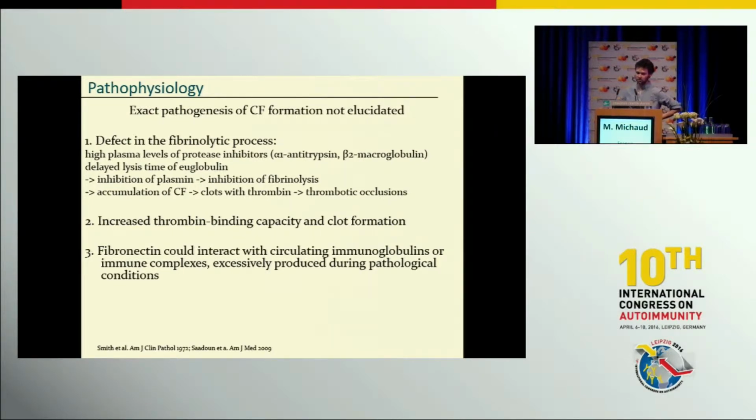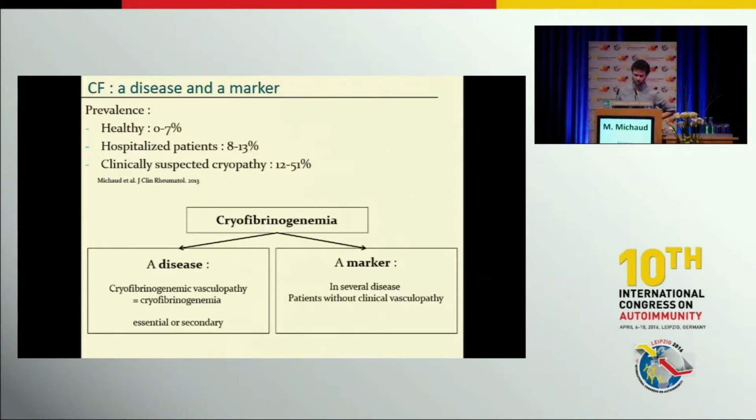In these patients, it has also been observed increased thrombin binding capacity and clot formation, and fibronectin, that is a component of CF, can interact with circulating immunoglobulins or immune complexes that can be excessively produced during pathological conditions such as autoimmune disease or cancer.